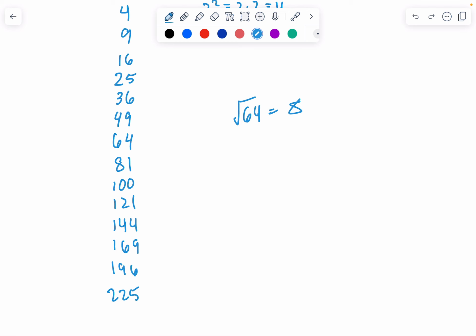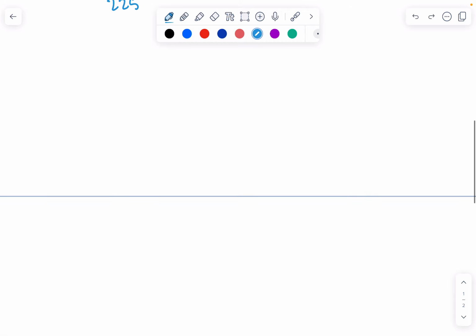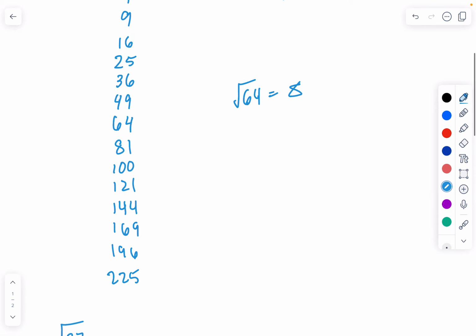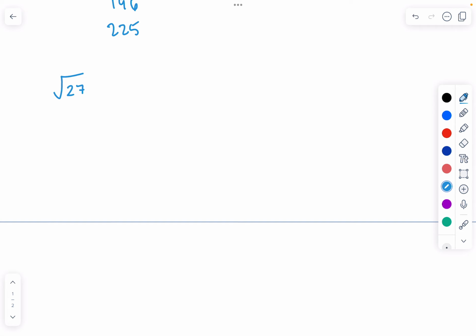Then, what do you do if you have values under the square root that aren't perfect squares? For example, if I was to ask you to find the square root of 27, 27 isn't in this list, so the idea becomes, is there a number that I could divide 27 by that is a perfect square? Or another way to think of it is, what are the factors of 27? Are there some which are perfect squares? So we could break 27 into 9 times 3. I would want to break it into these two numbers because 9 is a perfect square.